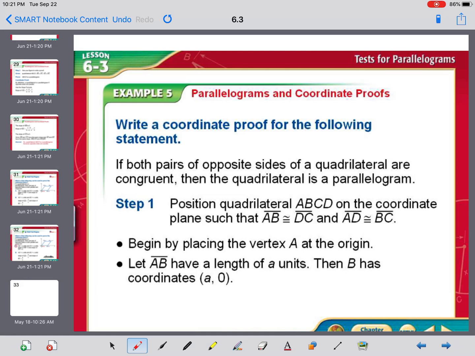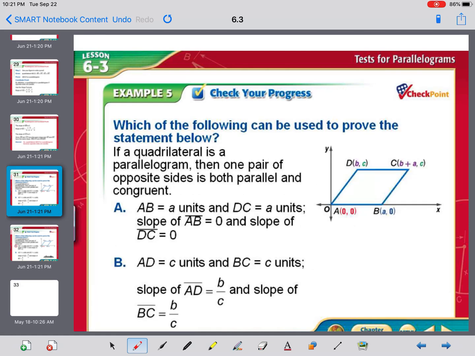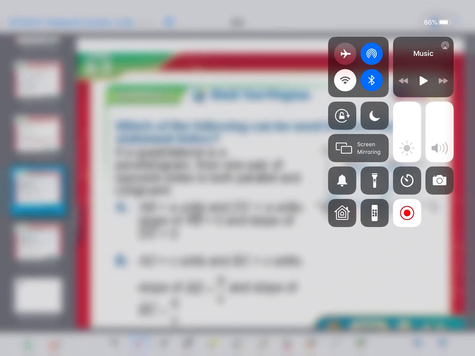Trying to find where that is. Yeah, that's it. We're not going to do the proof.